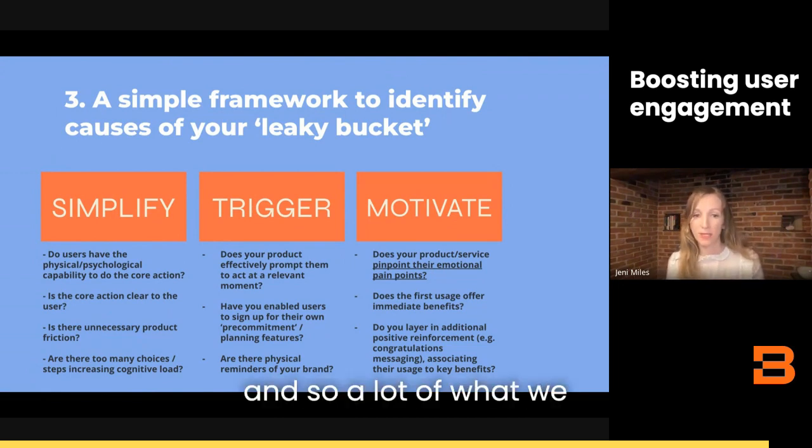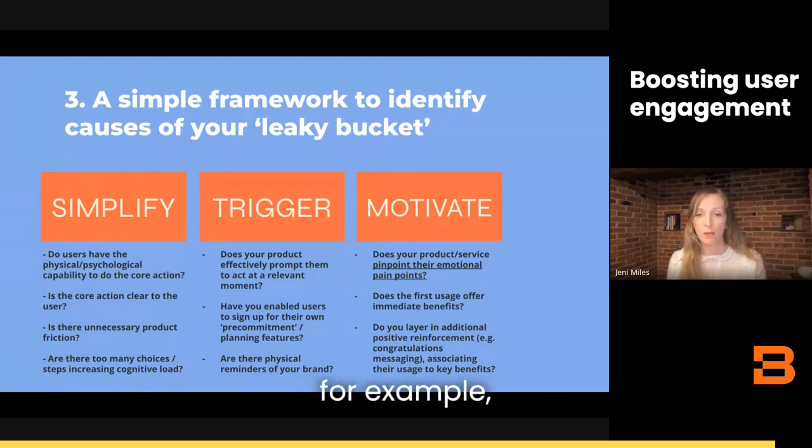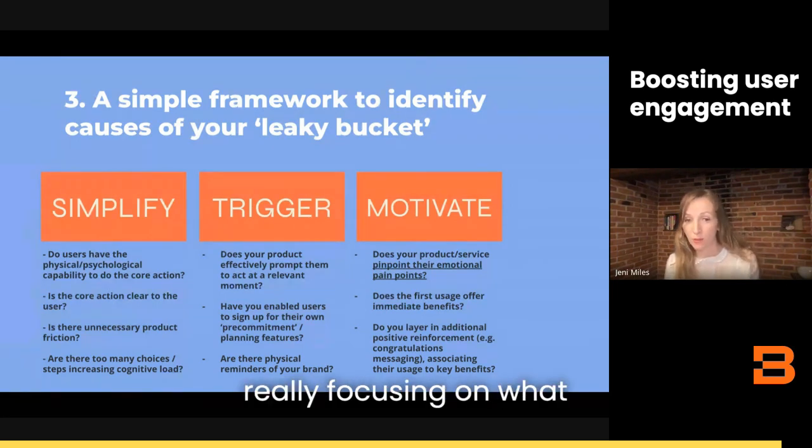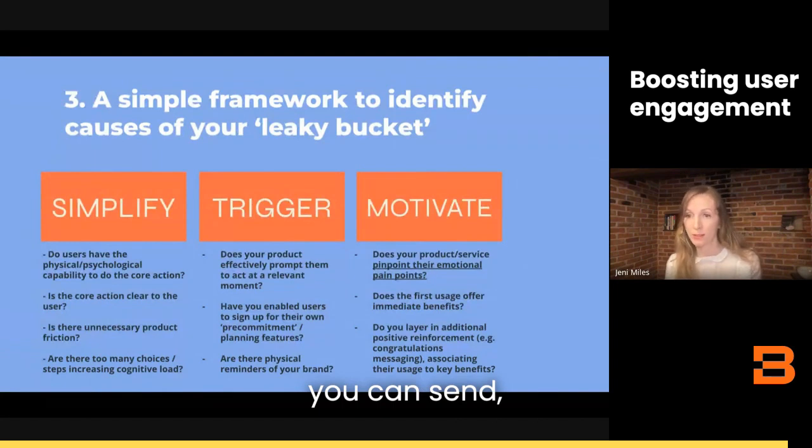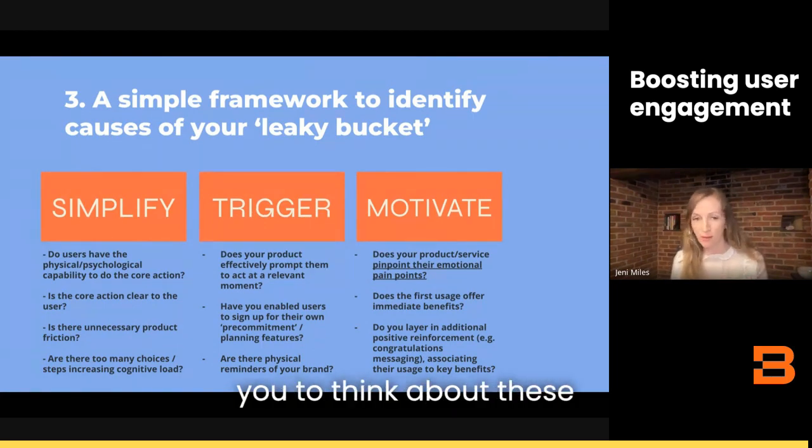And so a lot of what we see is around positive reinforcement. For example, really focusing on what are those moments where you can send congratulations messages or so on. So yeah, I would really encourage you to think about these 3 steps.